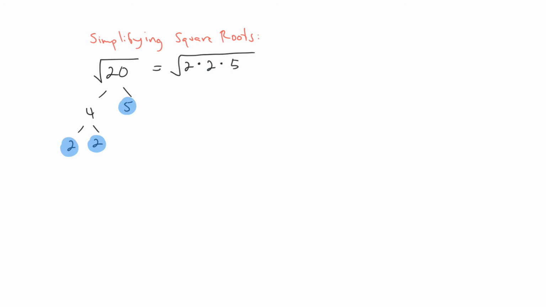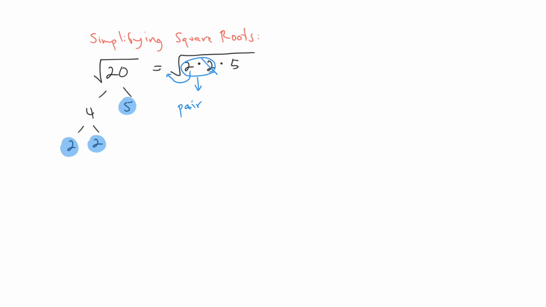All right, what we're looking for here is pairs of numbers. And if I do have a pair, here's what happens. One of the numbers in the pair gets canceled out. And then the other number in the pair, we will move to the outside of the square root. And any number left on the inside is going to remain on the inside.